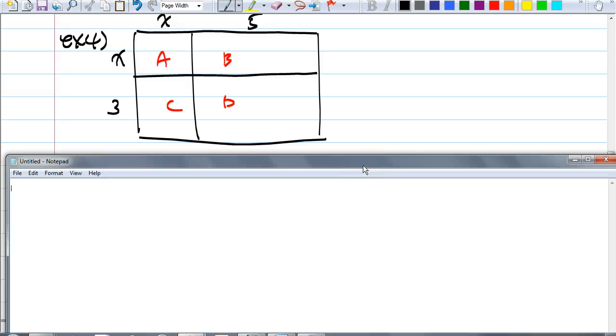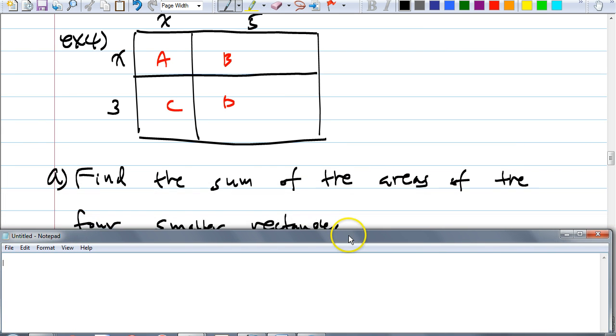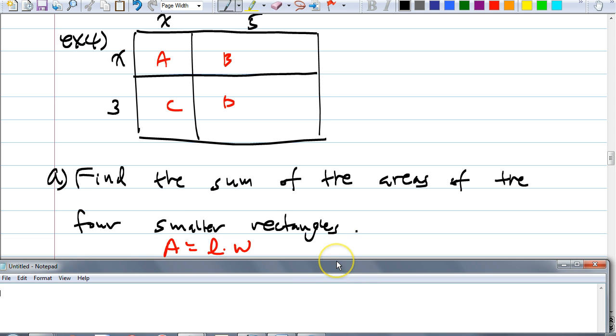So example 4 says they give you this picture. By the way, how do you find an area of a rectangle? Length times width. So the question is this: find the sum of the areas of the 4 smaller rectangles. And of course, we know we start with the formula. Area is equal to length times width.